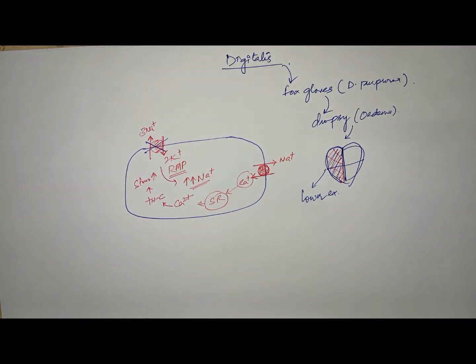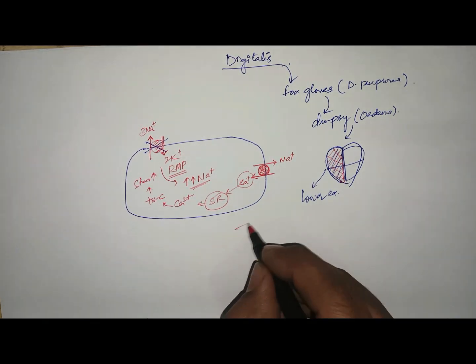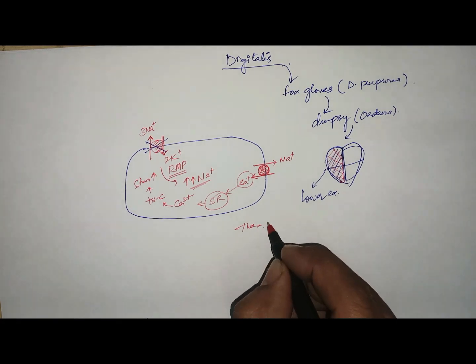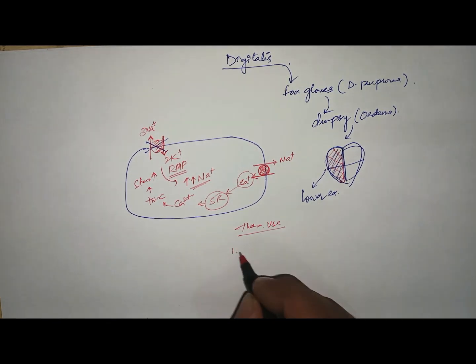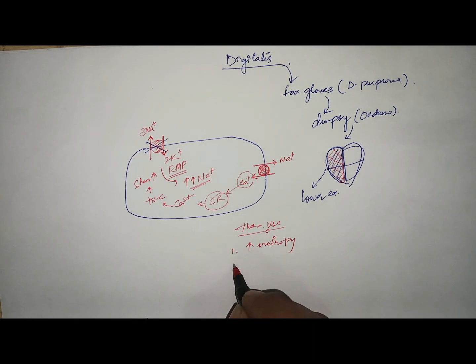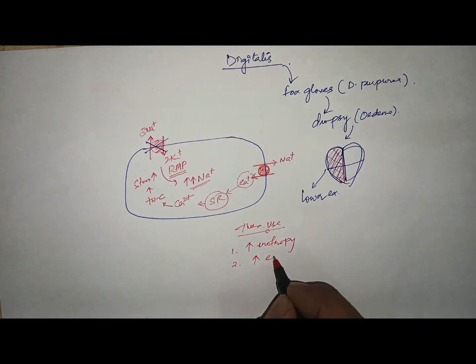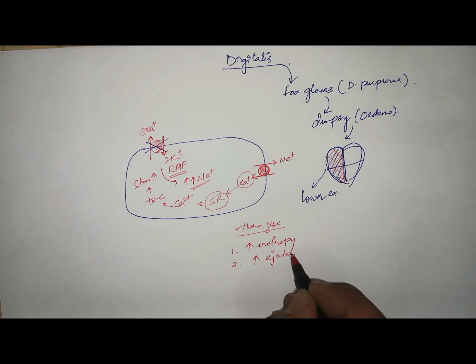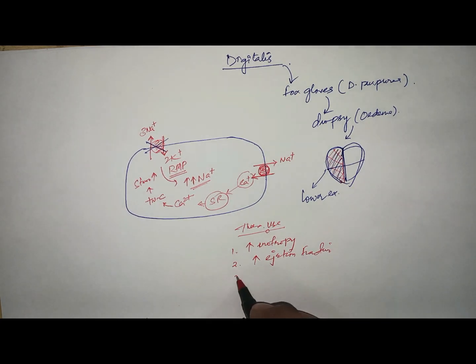So, in a nutshell, the therapeutic uses of Digitalis are, number one, positive inotropy, since there is a strong contraction. Number two, increase in the ejection fraction of the blood. Number three, reduction in the preload. Number four, reduced pulmonary congestion.